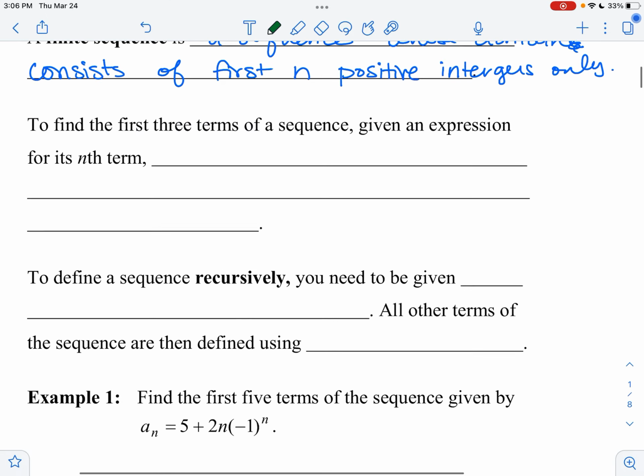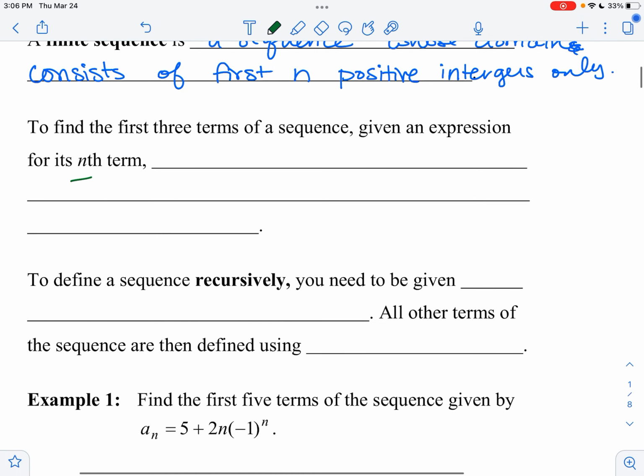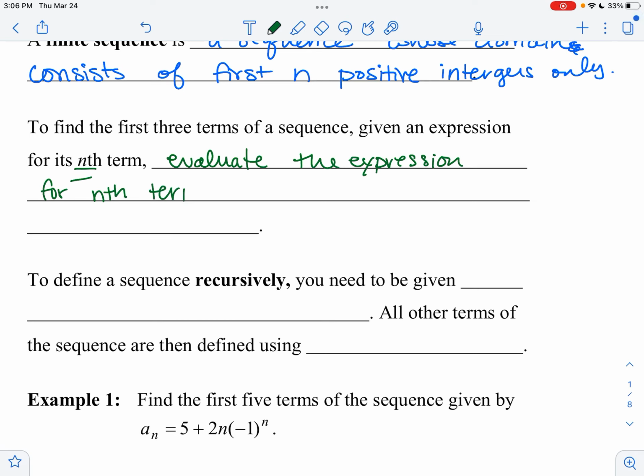To find the first three terms of a sequence given an expression for its nth term, we're going to evaluate the expression for the nth term. Whatever that last term is, if it's the 100th term, you plug in 100. You plug in n equals 1 to find the first term. So when n is 1, that just talks about the first term. To find the second term, you plug in n equals 2, and so on.